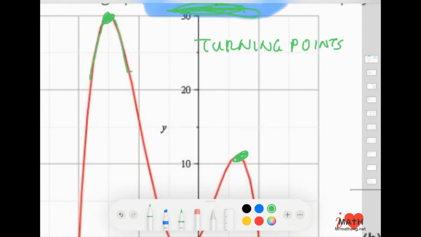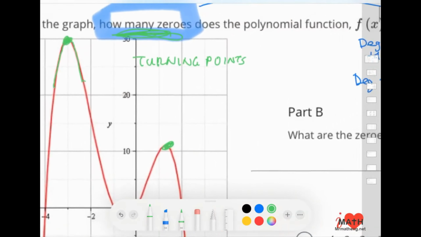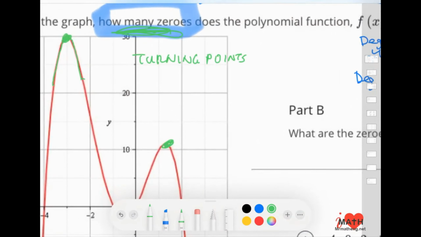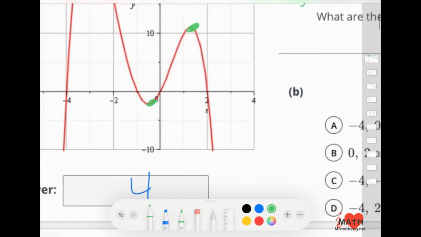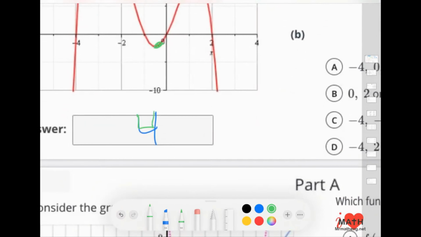So in this problem, I have 3 turning points. And the formula is the degree minus 1. So let's just say you don't even have a formula, you just have the graph here. You just solve for degrees. So I just add 1 and you'll have the degree to be 4. So that's a second way to show you how the answer is 4.